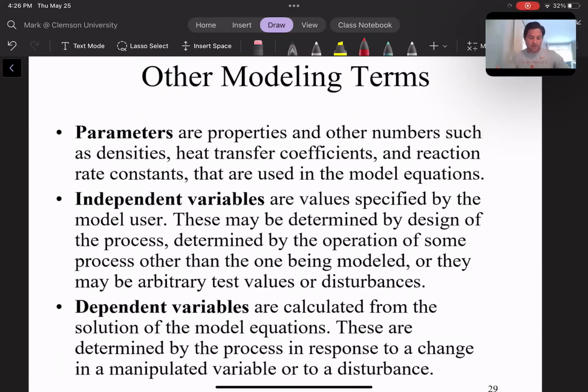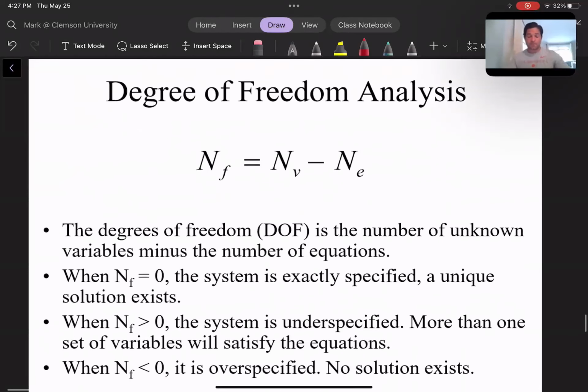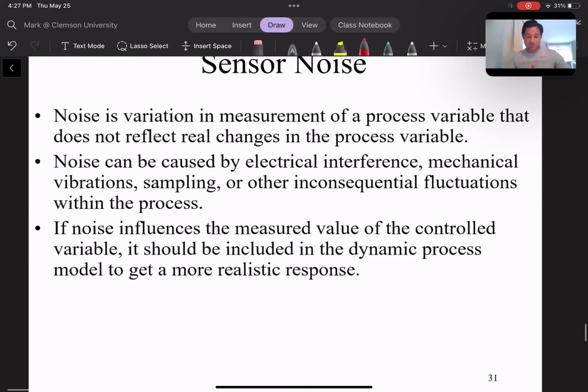We talked about the independent variables and the dependent variables. Those are the terms that are the differential terms in the equations, and then parameters are just other terms that are needed. Degree of freedom analysis, you've seen this hopefully various times before, and really all that matters here is that we need the same number of equations as we have unknown variables. In order to solve the system, we need the same number of equations as unknowns. If we have fewer equations than unknowns, we won't be able to solve the system. If we have more equations than unknowns, it's possible to have multiple solutions, and multiple solutions will not be consistent with each other. So no real solution exists.